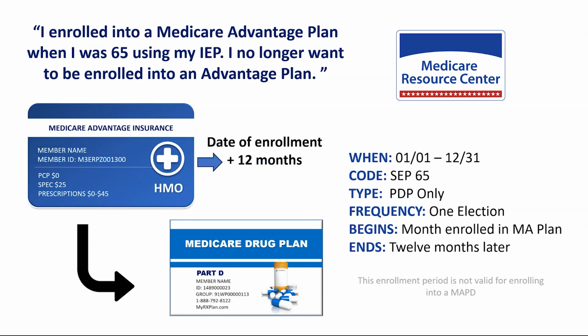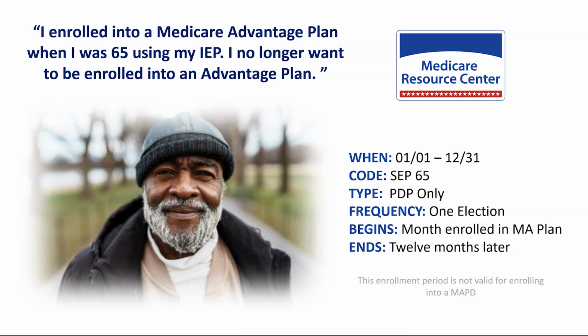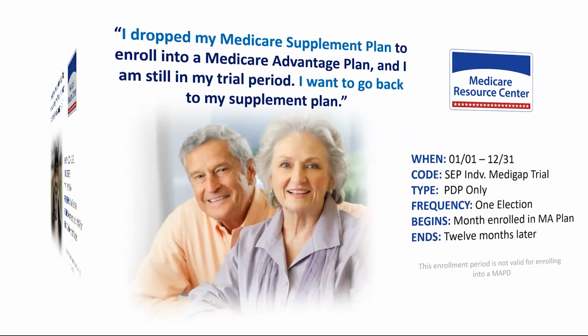Now, here's just an image to look at that. They're going to look at the date of enrollment for that Advantage plan. And again, to get to that prescription drug program, anytime in the first 12 months, you got it. It's SEP65. Done and done. So this is an interesting one that I think some of our insurance pros probably aren't as familiar with.